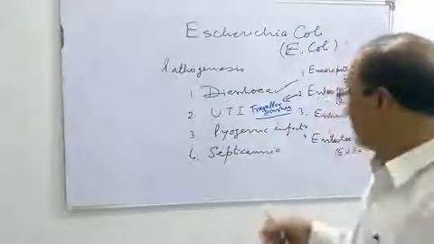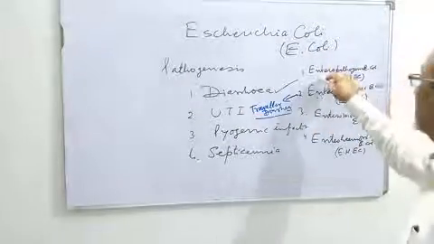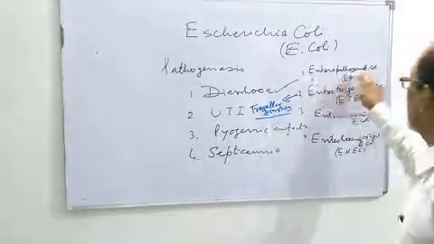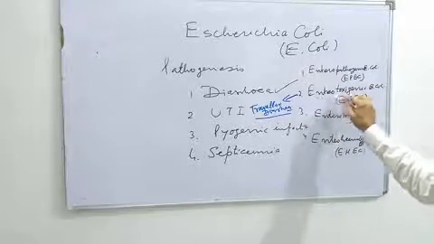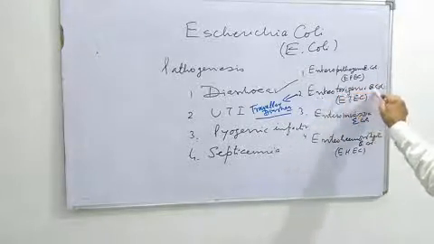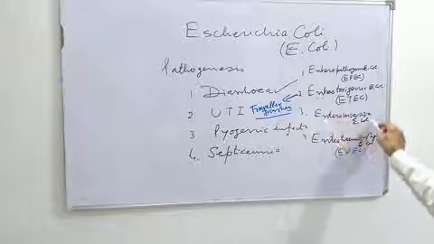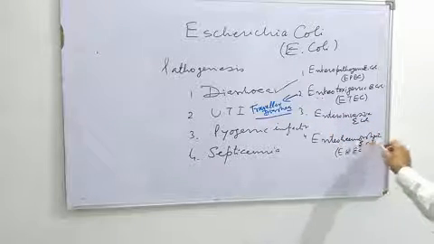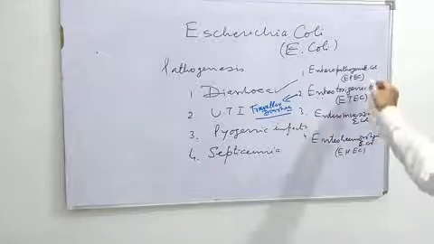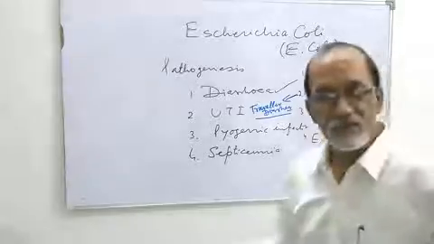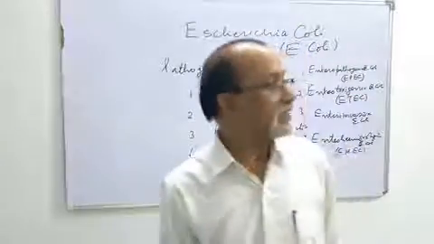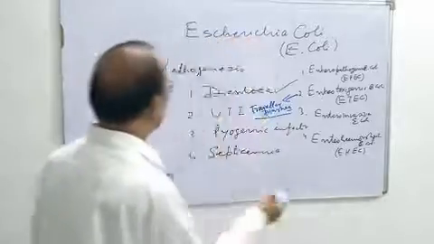So remember all the serotypes of this E. coli: enteropathogenic E. coli, enterotoxigenic E. coli, enteroinvasive E. coli, and enterohemorrhagic E. coli, and these are the denominations. And second one, we will study the UTI.